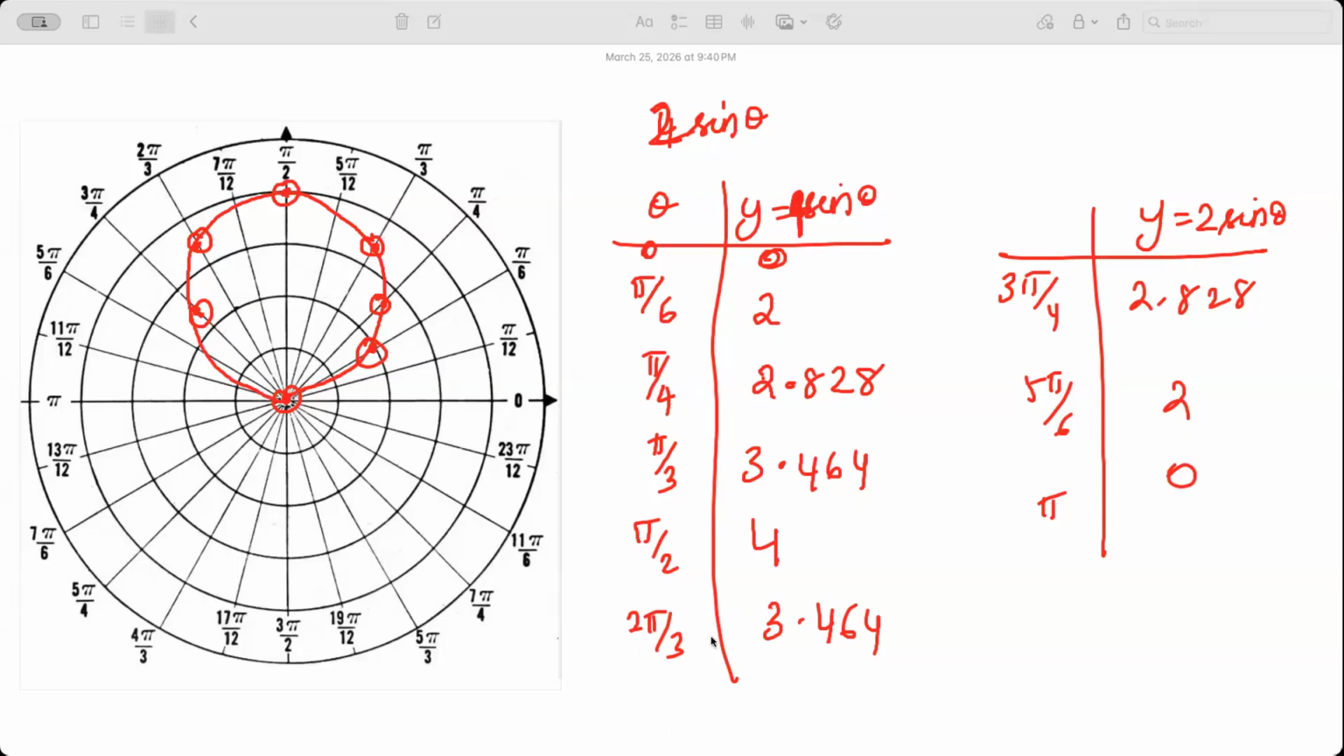So we have represented the 4 sine theta graph. How will the graph look for minus 4 sine theta? It's going to be reflected. Make sense, guys? This is the starting point for graphing of polar graphs. This is the fundamental thing that you need to know.